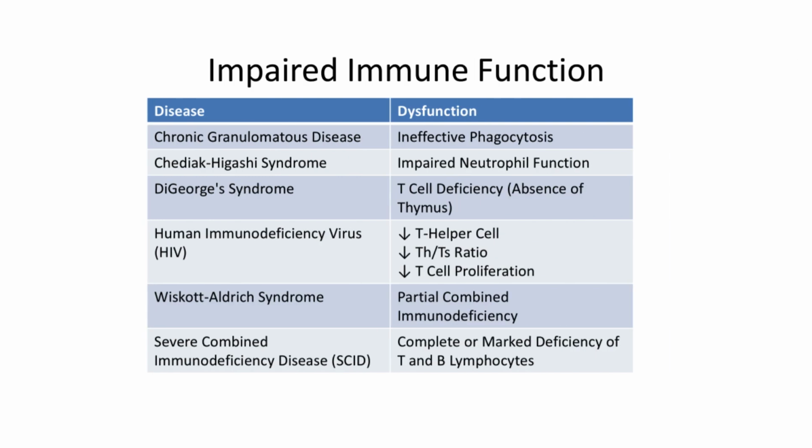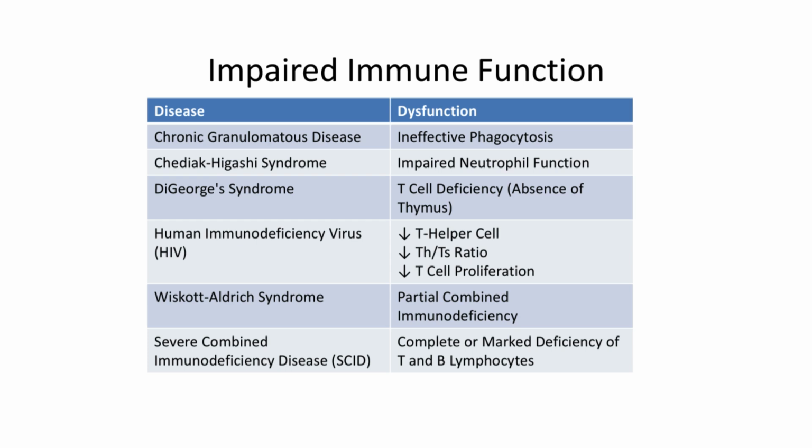Let's go over some relevant diseases and the corresponding impaired immune function. Impaired immune function refers to conditions where the body's defense mechanisms are weakened or dysfunctional. Chronic granulomatous disease is marked by ineffective phagocytosis, meaning immune cells cannot effectively engulf and destroy pathogens. Chediak-Higashi syndrome is characterized by impaired neutrophil function, reducing the body's ability to fight bacterial infections.